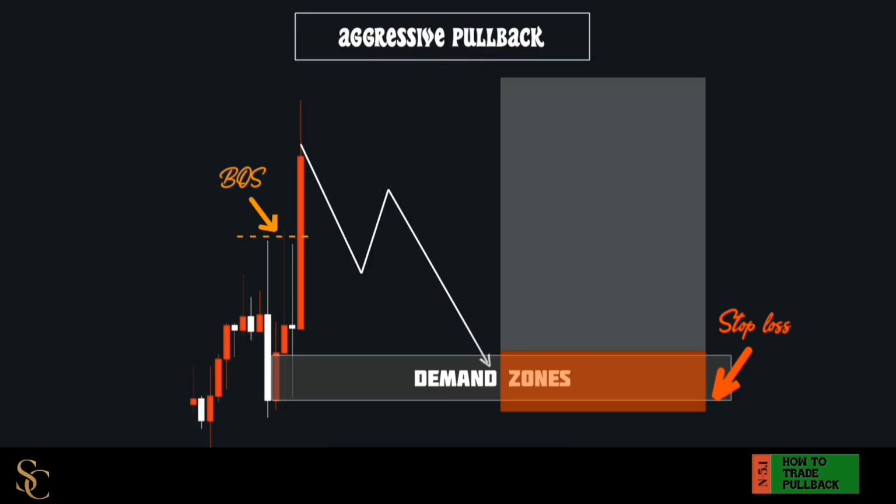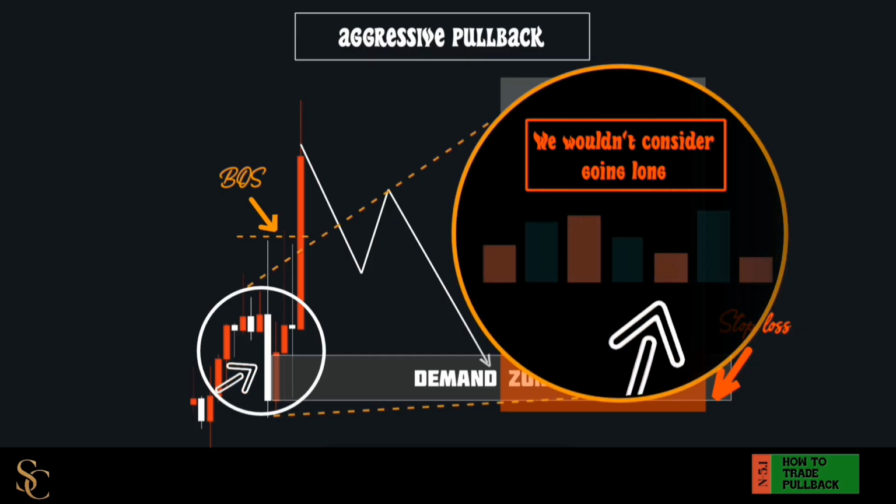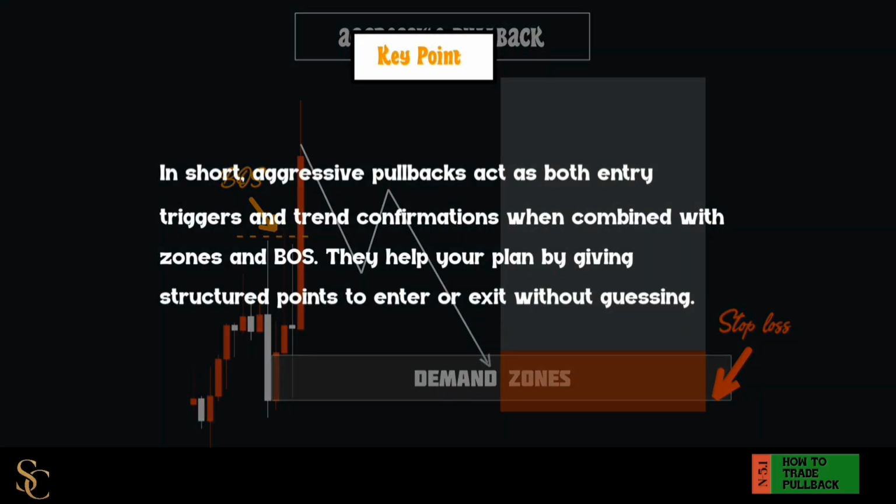Aggressive pullbacks often come with high volume. If volume is unusually low during the pullback, it might just be a normal move, not a true aggressive pullback. Prioritize trades with strong volume signals. In short, aggressive pullbacks act as both entry triggers and trend confirmations when combined with zones and BOS. They help your plan by giving structured points to enter or exit without guessing.